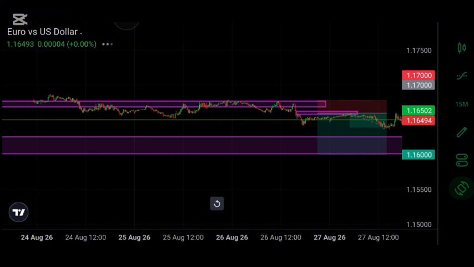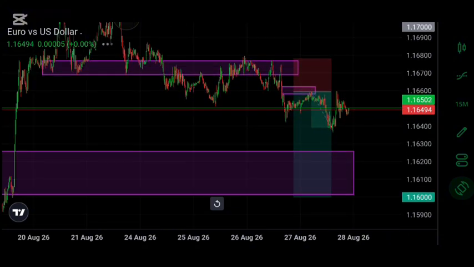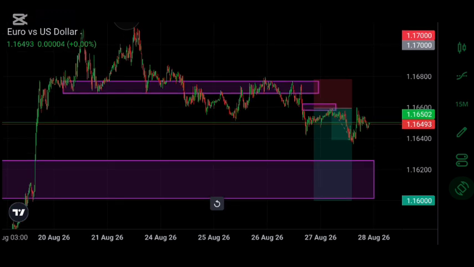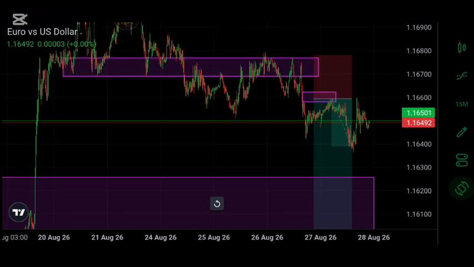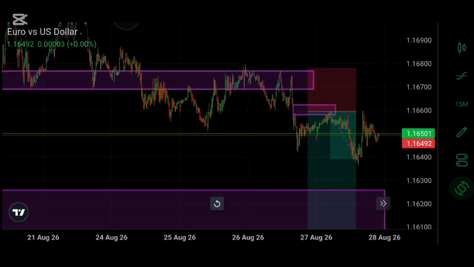Now we go to 15 time frame. In a 15 time frame, once the price touches our 4-hour entry zone, now we're expecting to have a change of character, the fair value gap.